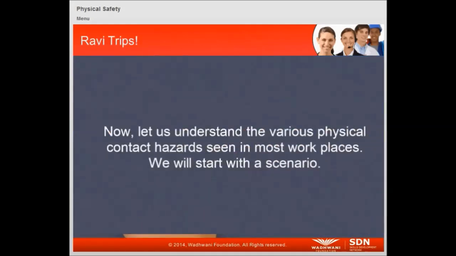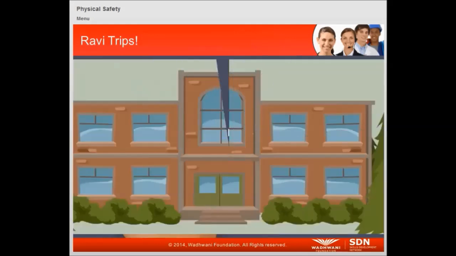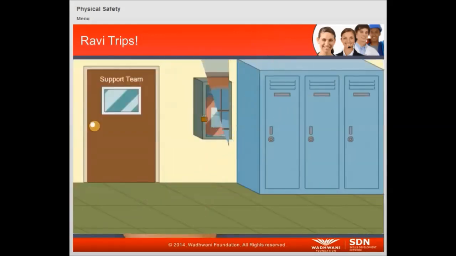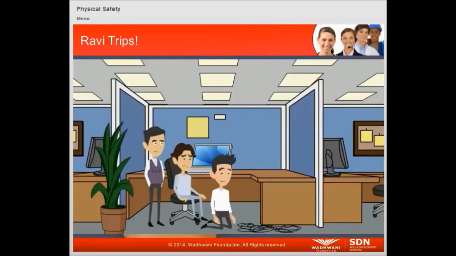Now let us understand the various physical contact hazards seen in most workplaces. We will start with a scenario. The support team in an information technology company is working to rectify some problems with the power and internet cables. The team forgets to put up warning signs to notify others about the repair work. Ravi, who works in the company, walks past the support team towards his cubicle.